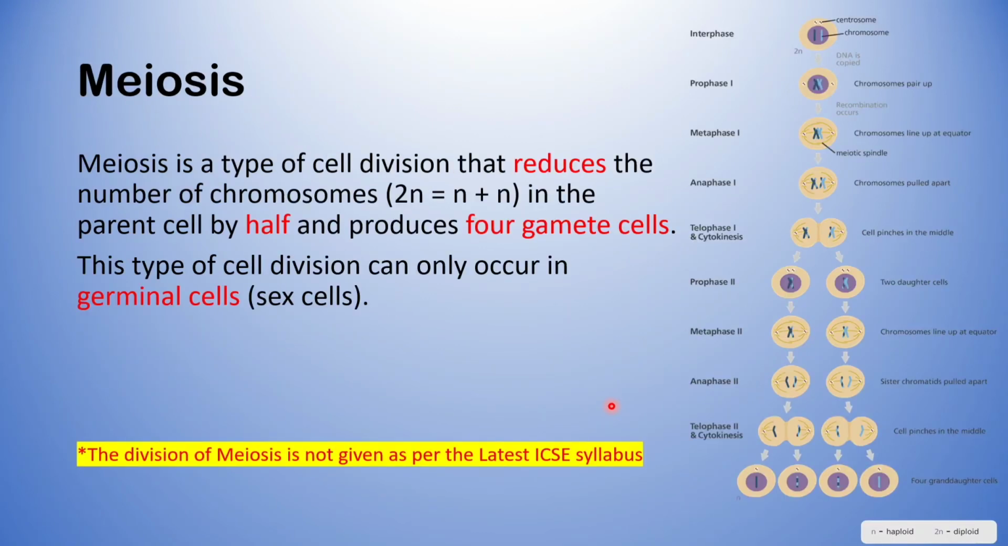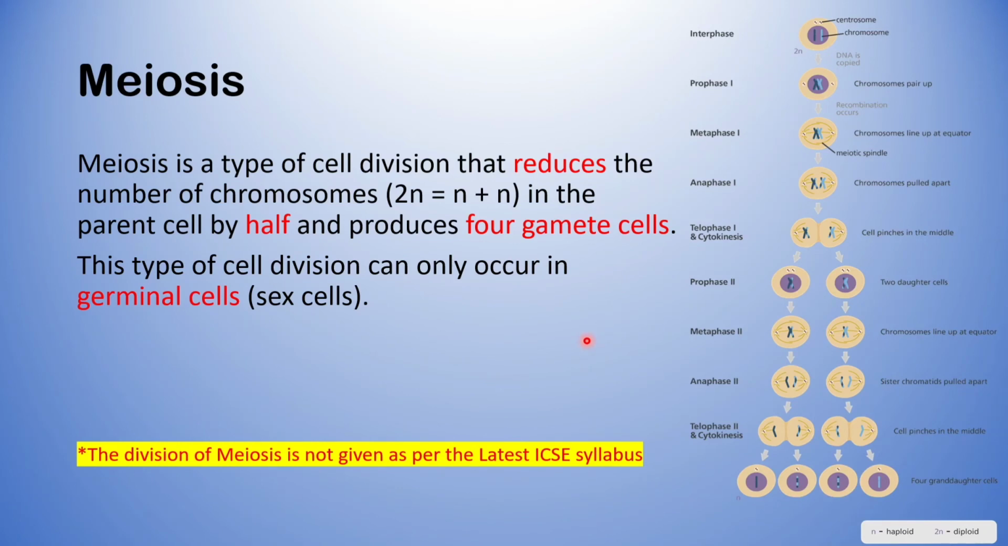Now meiosis. Meiosis is a type of cell division. It is not that much, but it is slightly more complicated than mitosis. So let's see. Meiosis is a type of cell division that reduces the number of chromosomes in the parent cells by half and produces 4 gamete cells.